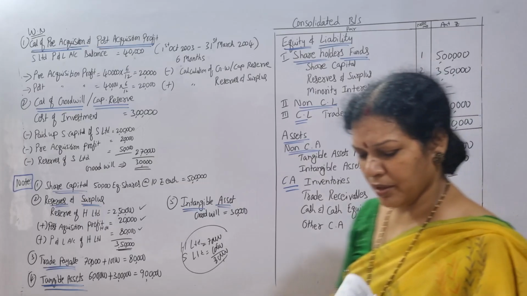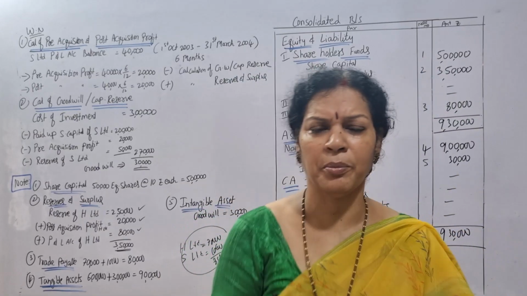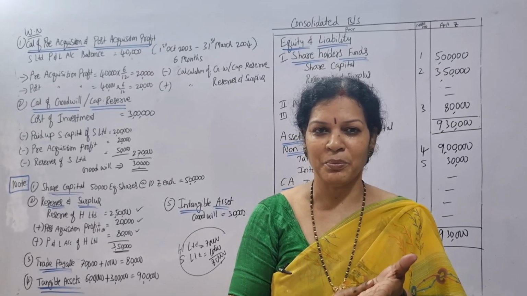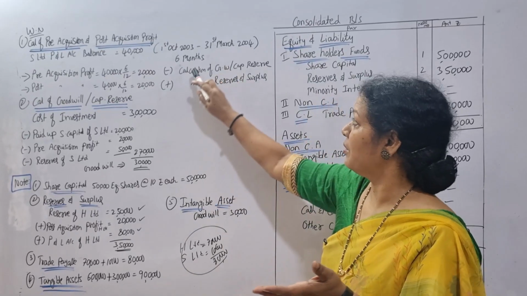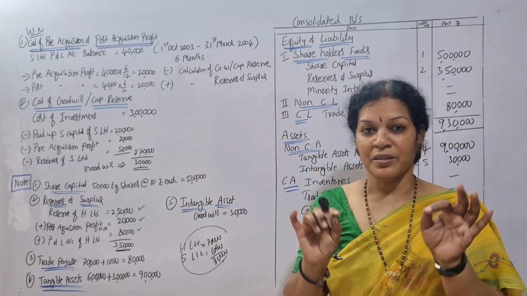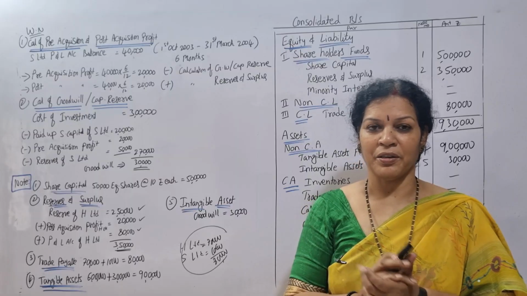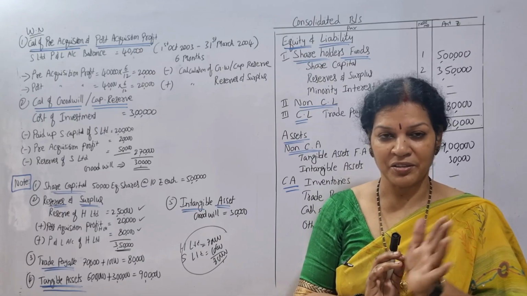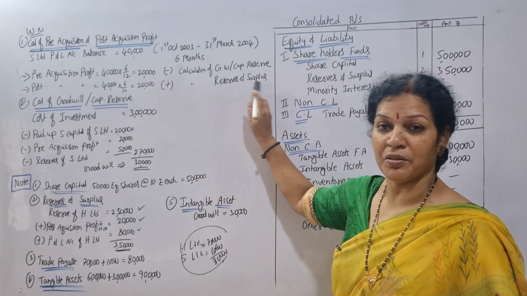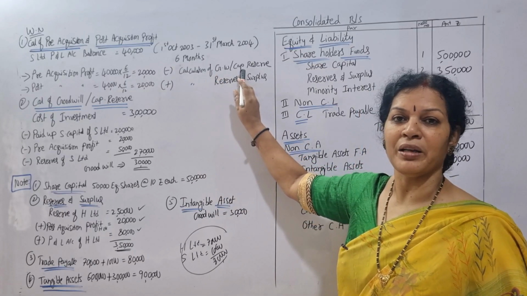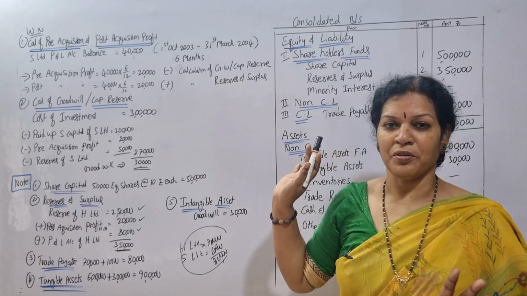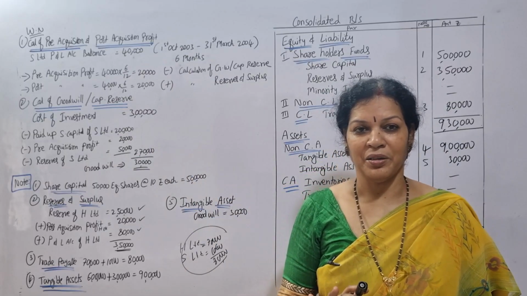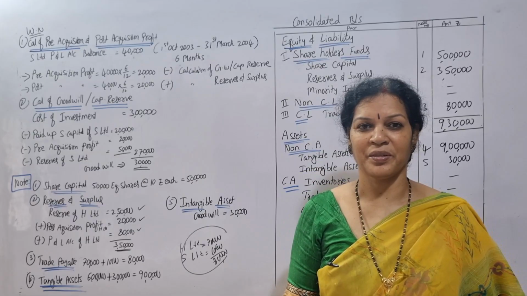Tallied, the problem got tallied. Very simple. The only thing you have to remember is pre-acquisition profit and post-acquisition profit. Pre-acquisition you always have to deduct while calculating the goodwill or capital reserve. Post-acquisition you will add to the reserves and surplus. Simple. And the calculation you must know very well. You must be thorough. That's all. Simple problem. Take a screenshot.